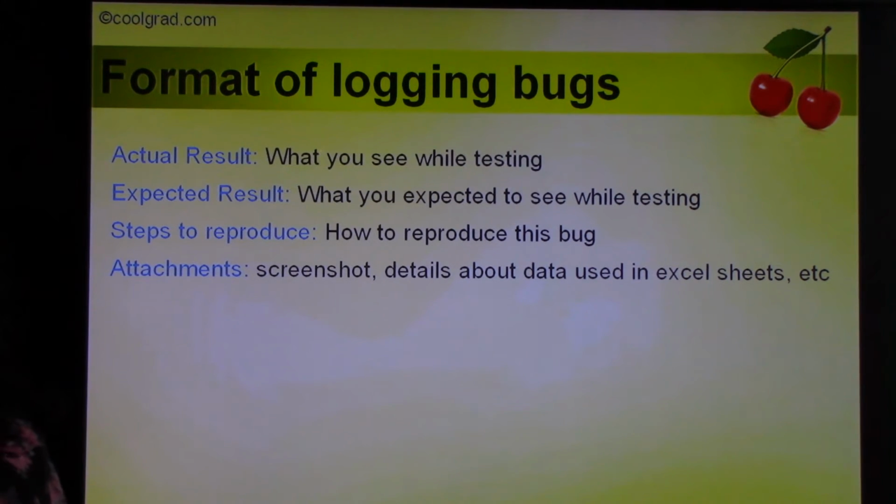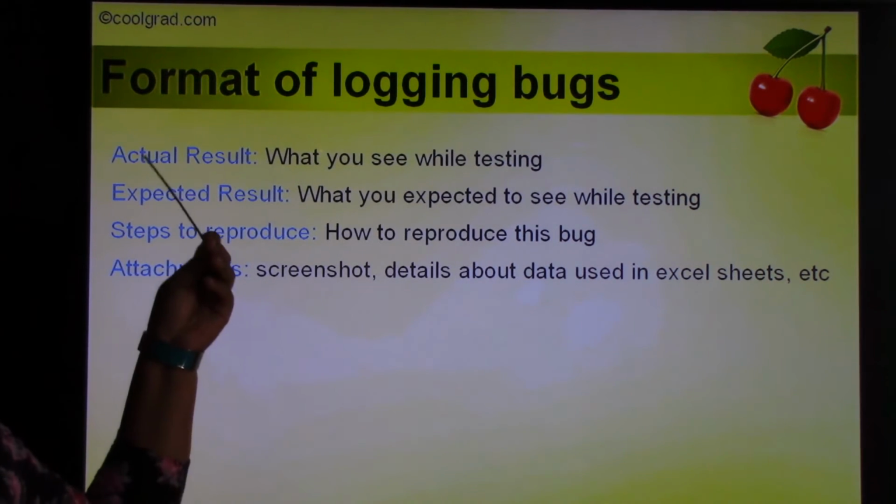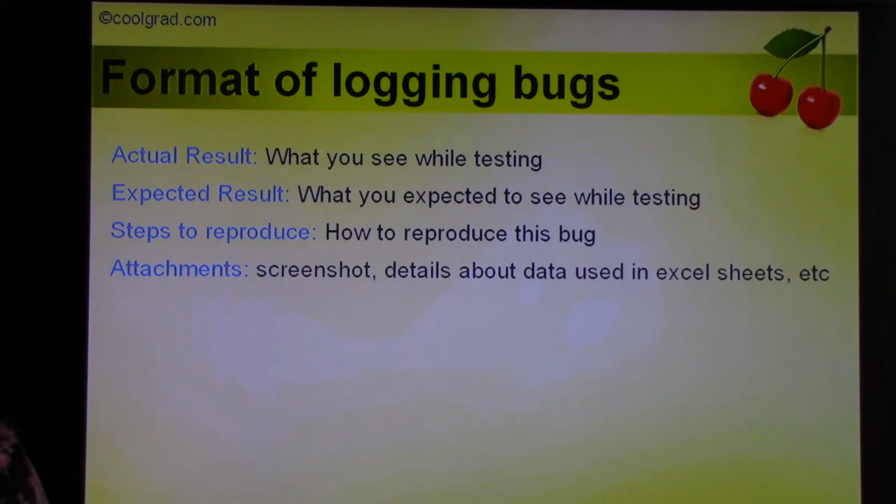So let's talk about the actual format in which we log bugs. Any bug in any software project, any company, is logged in a standard format in the world. If you're a tester anywhere in the world, and you're asked to log a defect, this is how you would do it. You record the actual result. What do you see while testing? When you're executing the test cases, what do you actually see? That's what you write here, the actual result.